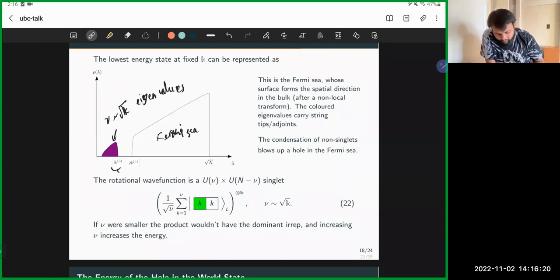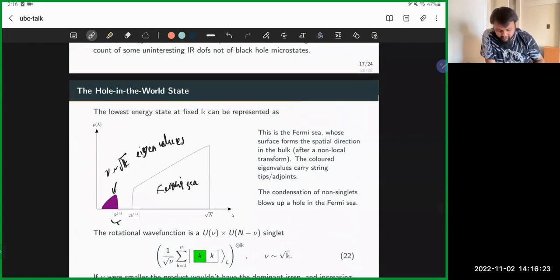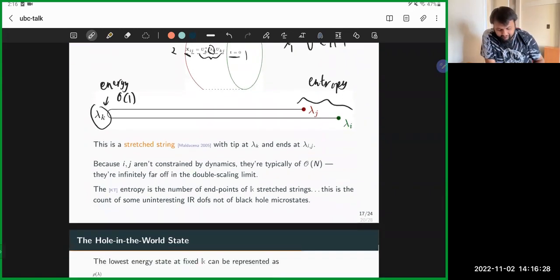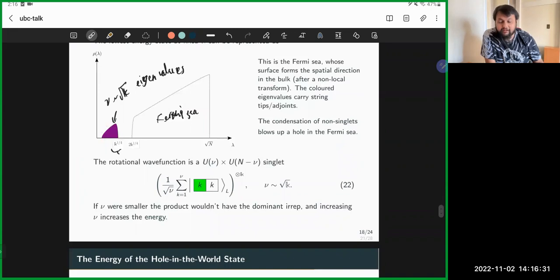And what are the colorings? I mentioned earlier that the string tips are associated to some eigenvalue. The coloring means that there are string tips attached to all of these eigenvalues to the left. There are no string tips attached to the ones on the right. This is almost a complete description of the state. The only thing I need to tell you is what the wave function of the string tips is. And the wave function of the string tips is written here.